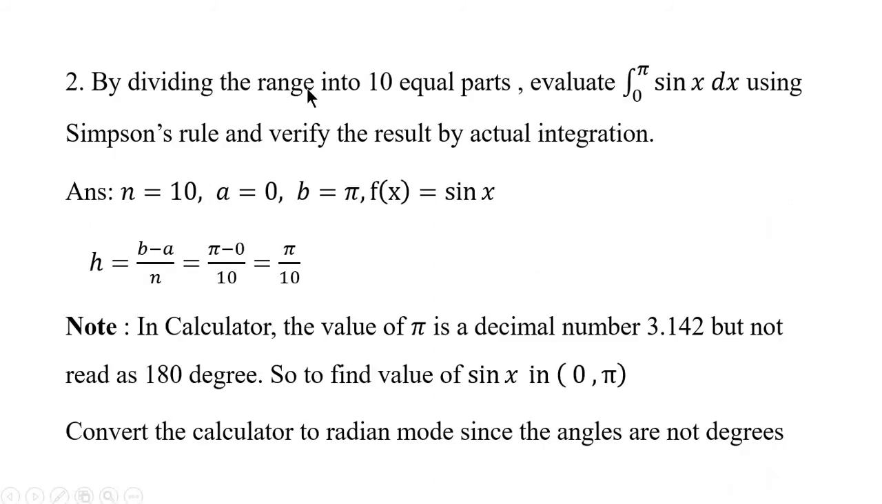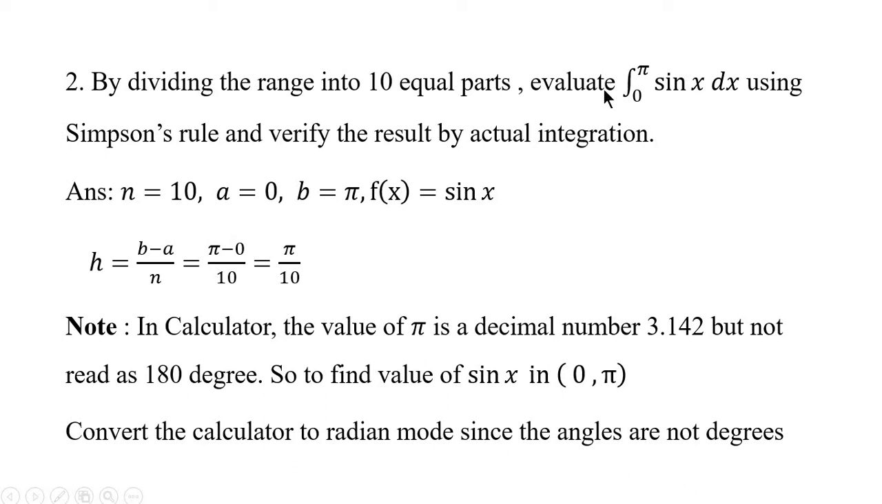Problem 2. By dividing the range into 10 equal parts, evaluate integral 0 to pi sin x dx using Simpson's rule and verify the result by actual integration. Let us write the given data. Here n is equal to 10, which is an even number. Therefore, we can apply Simpson's one-third rule.